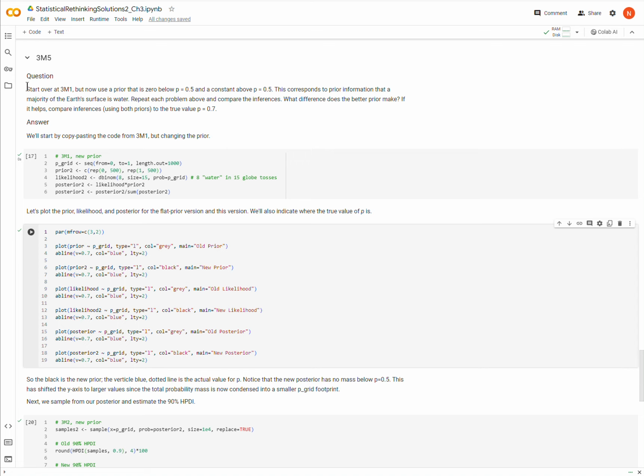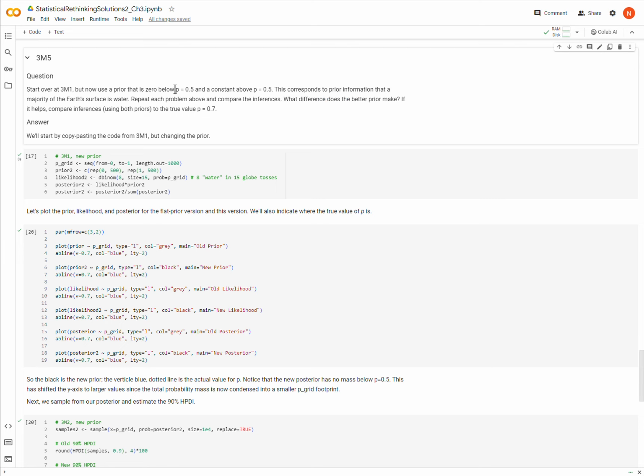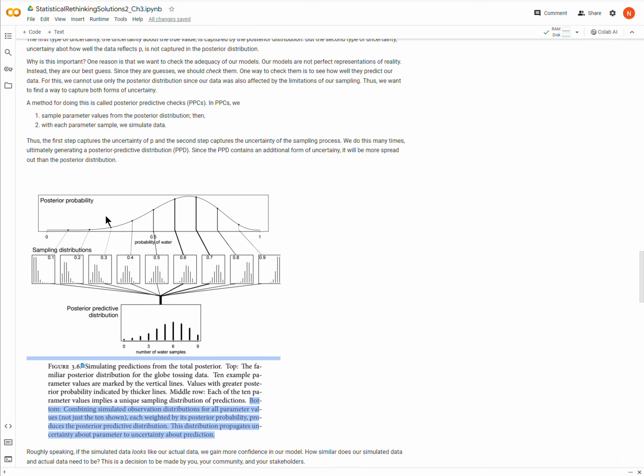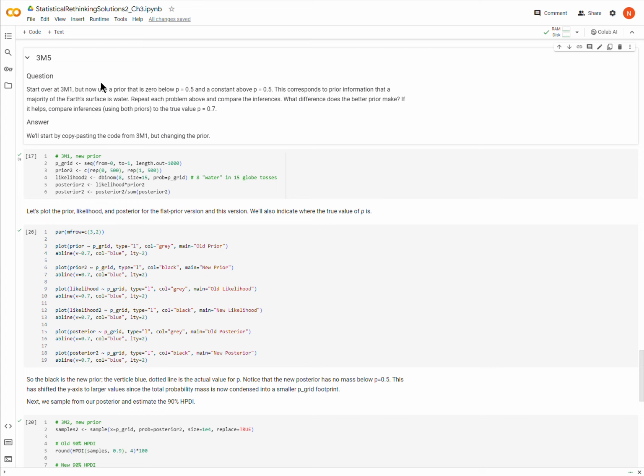Okay, question 3M5 is highlighted right here. It wants us to go through and repeat questions 3M1 through 3M4, but this time with a different prior, where the prior is 0 probability mass below p equals 0.5, and then basically a flat prior above p equals 0.5. So if you haven't seen the video for questions 3M1 through 3M4, you may want to. All the code is there and upwards in the sheet from here.